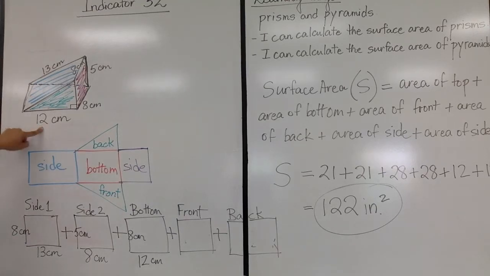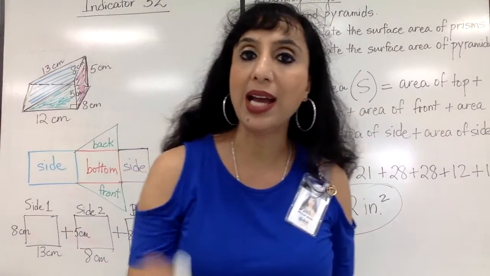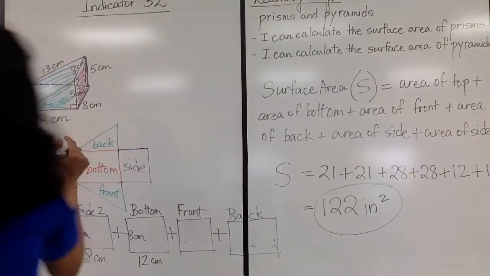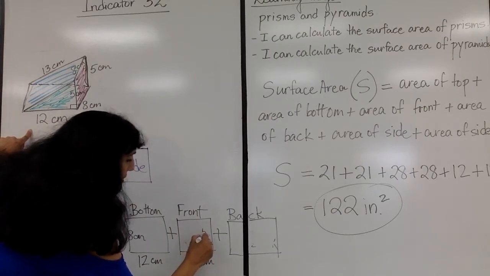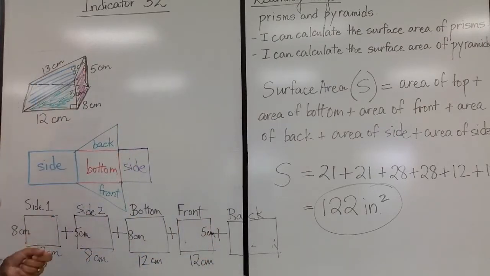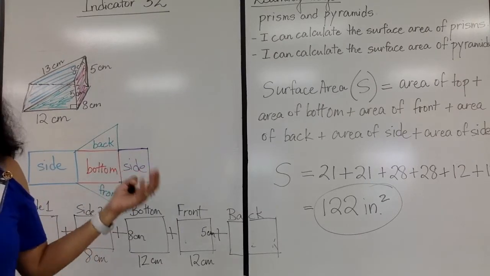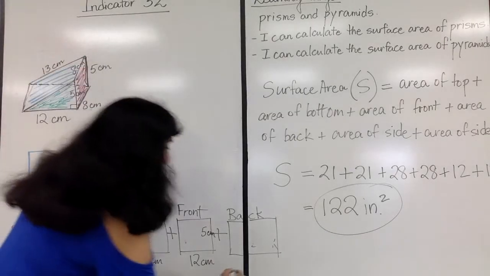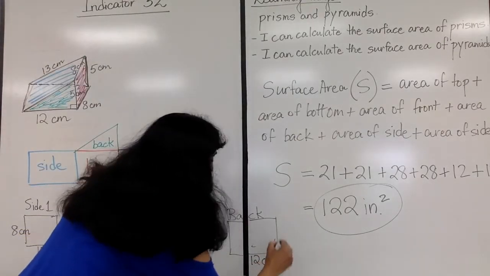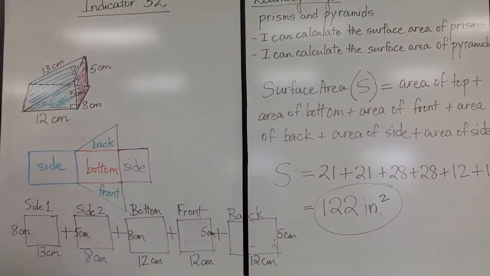Now let's look at the front. We have 12, and if this is 5, I know that this height is also going to be 5, because I have to look at a triangle. What is the area of a triangle? Base times height divided by 2. So this is going to be 12 centimeters and 5 centimeters. In a prism, since we have 2 triangles, both triangles will be identical in measure. So this will be 12 centimeters, and this is 5 centimeters.